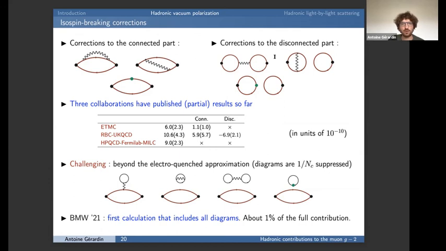In the electroquenched approximation, for the top diagrams, we now have a result from 3 collaborations, but always only for a subset of the diagrams, which are expected to be dominant. The other ones were unknown until recently, but in their publication, BMW were able to compute all of the diagrams for the first time. And at the end, they were able to conclude that they contribute about 1% of the full contribution. So again, since we want a few per mil level, it means that we also need to know this contribution with a precision better than 10%.